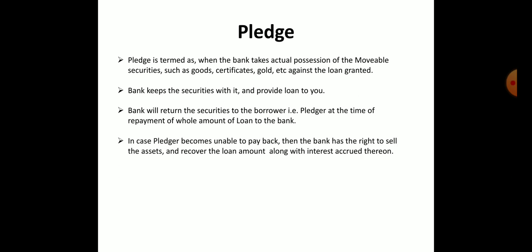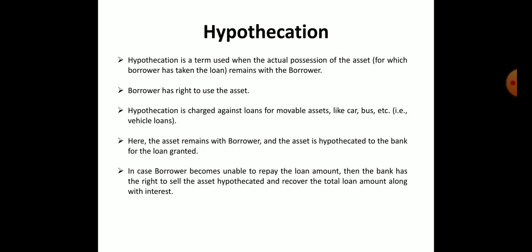सो बैंक कीप द सिक्योरिटी विद इट एंड प्रोवाइड यू अ लोन, एंड बैंक विल रिटर्न द सिक्योरिटीज टू द बोरोअर or that is pledger at the time of repayment of whole payment of the loan. In case pledger becomes unable to pay back, then the bank has a right to sell the security and recover the loan amount along with the interest accrued thereon.